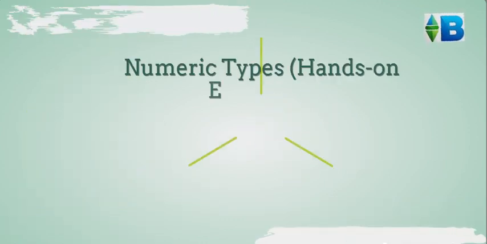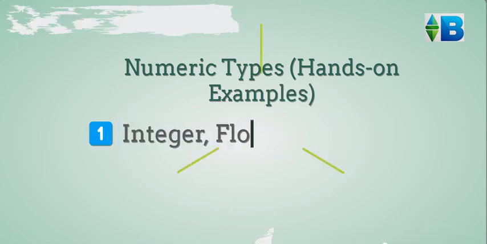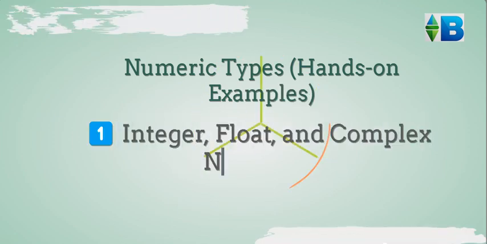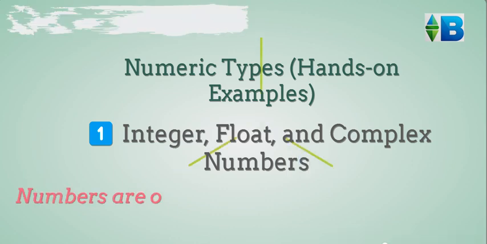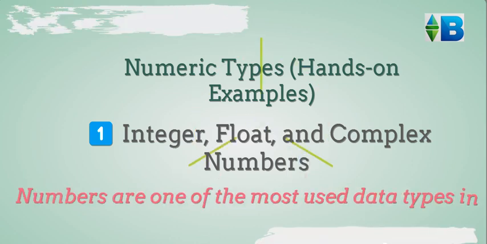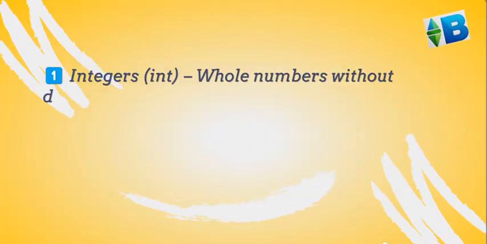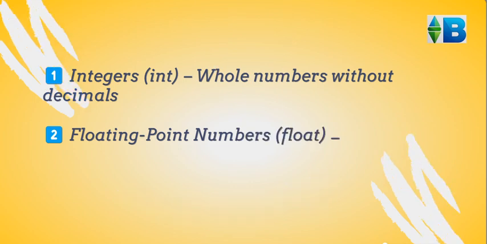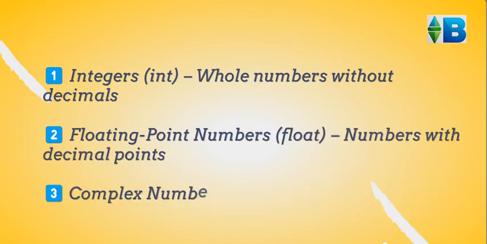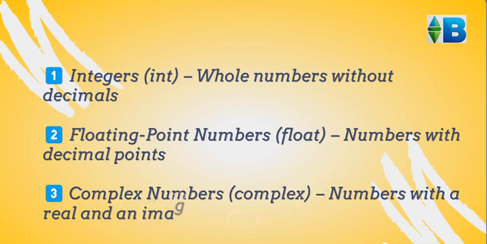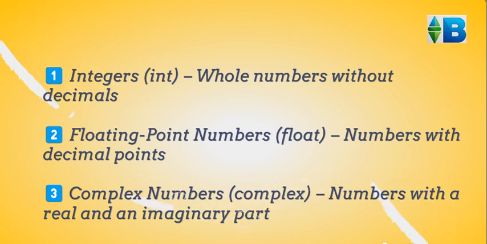Numeric types: integer, float, and complex numbers. Numbers are one of the most used data types in Python. Let's see how Python classifies them. First, integers, int, whole numbers without decimals. Second, floating point numbers, float, numbers with decimal points. Third, complex numbers, complex, numbers with a real and an imaginary part.